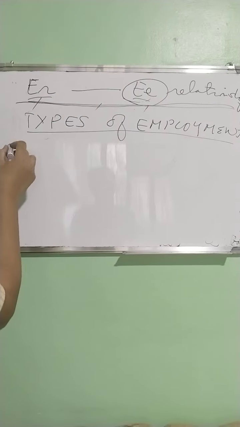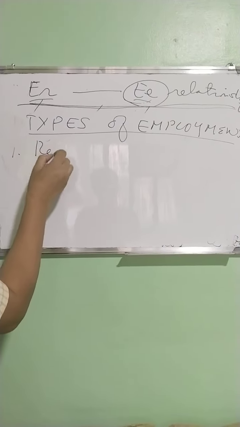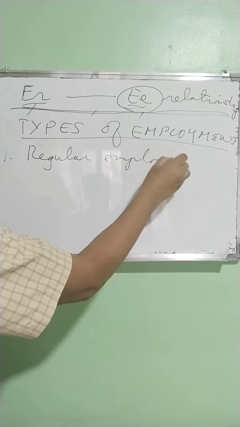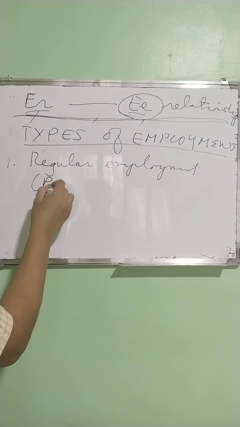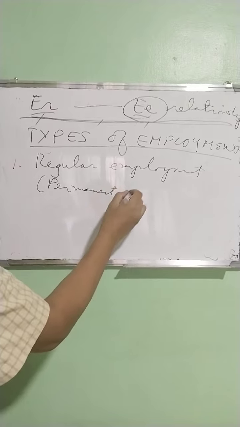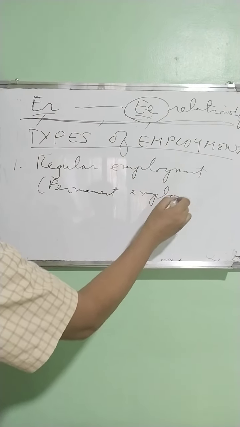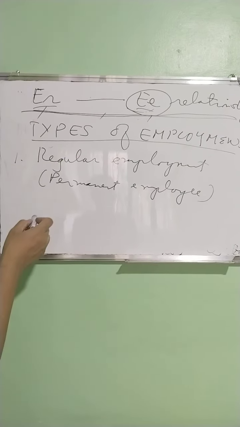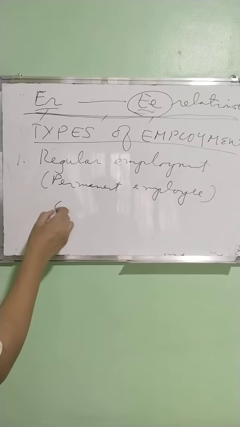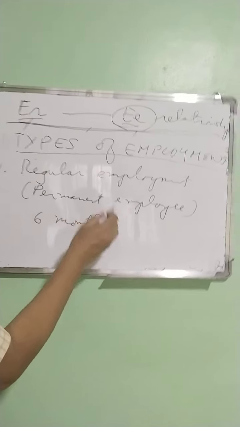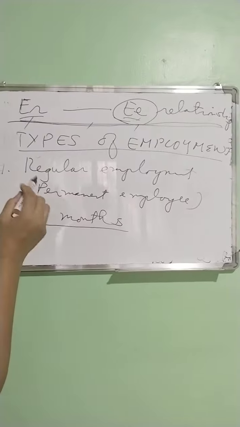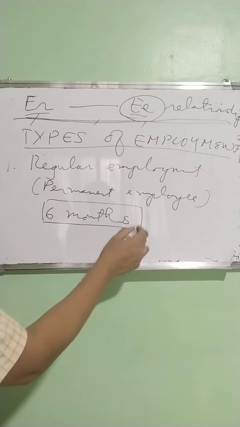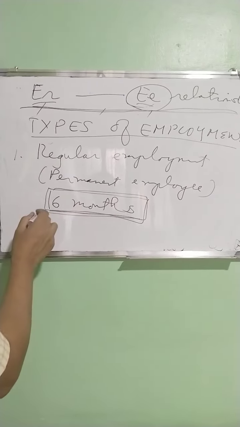Types of employment. Of course, the first one is what we call regular employment. Sometimes this regular employment, we are talking of the permanent employees in the company. Now, how do you become a regular employee or permanent employee? Well, after satisfactory service of 6 months. So how long are you going to serve the company before you become a regular employee or permanent employee? 6 months in the case of an employee.